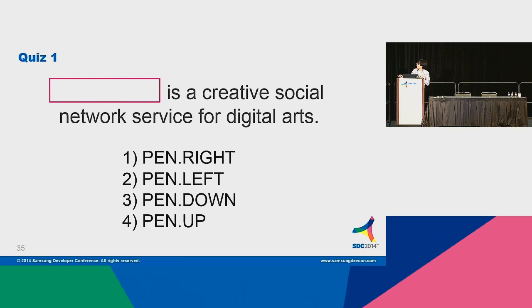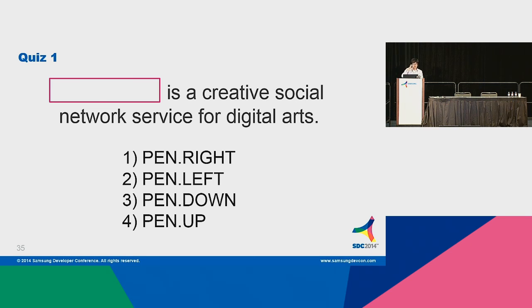First quiz. This is a great social network service for digital art. Okay, wait a minute until I read all the options. Number 1, Pen Right. Number 2, Pen Left. Number 3, Pen Down. Number 4, PEN.UP. Oh, yeah. The gentleman over there. Yeah, number 4. The answer is number 4, PEN.UP. Right. Okay. Congratulations. Give him a big hand.